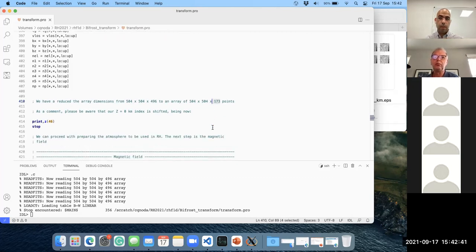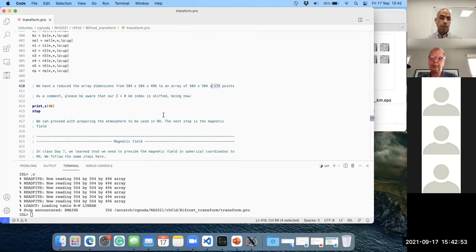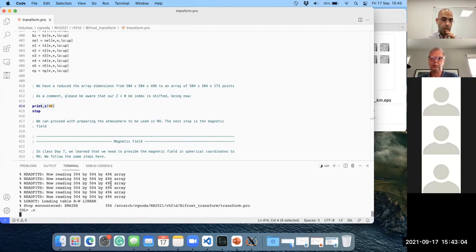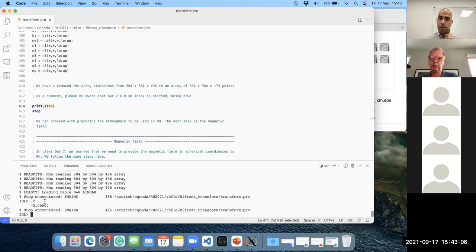So I think it's good if you spend some time working on this to define the best vertical domain for you, or for your transition of interest. Okay, now as a note, just remember that we are cutting also from the lower part. So now our z equals 0 is in this position, and this print is giving us 0.